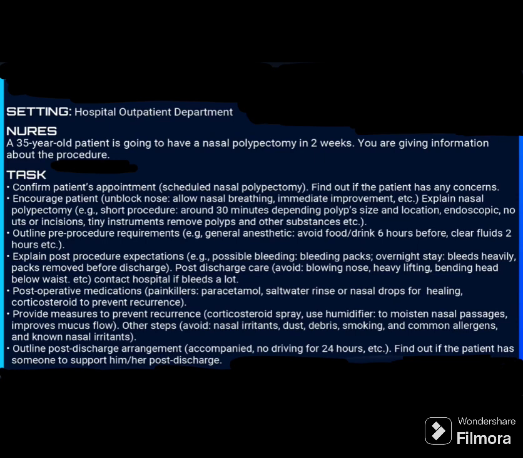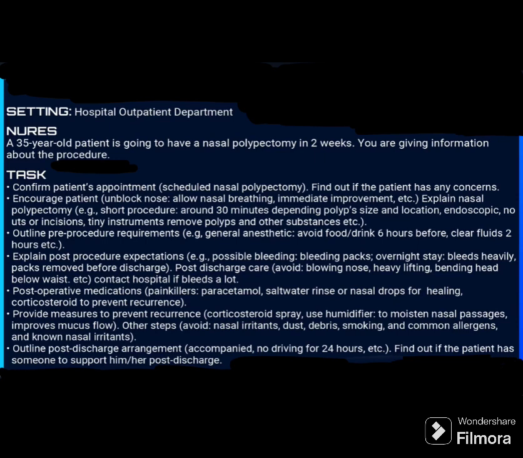Then the answer will be yes. Increase the patient, unblock nose, allow nasal breathing, immediate improvement. That is the benefit of the surgery. Of course the patient may say, yes, I don't have any idea about the procedure. Could you please explain to me in detail? So you can tell that I'm really happy to explain the procedure to you, in which your blocked nose will be unblocked and it will allow nasal breathing. It will give immediate improvement of your breathing pattern.